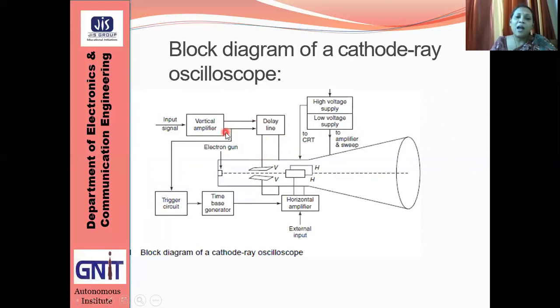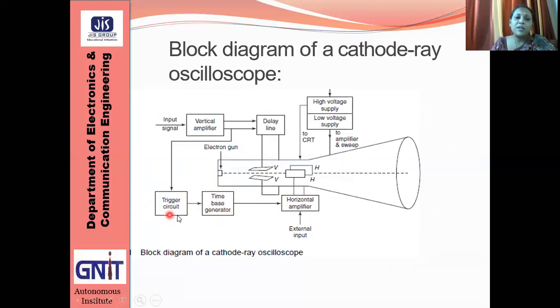Next thing is that after vertical amplification, the same signal is used to trigger the trigger circuit. Now the output of the trigger circuit is nothing but the time-base generator. This is basically a sawtooth wave generator or ramp voltage generator. The output of the time-base generator is connected to the horizontal amplifier. So the signals are amplified again. This horizontal amplifier output is connected to the horizontal plate.